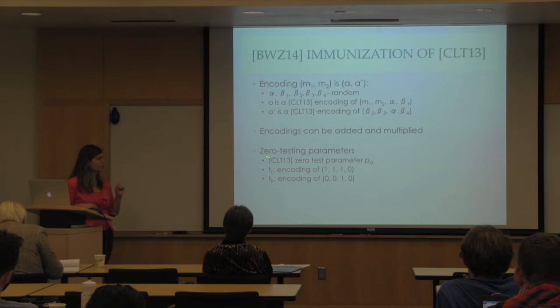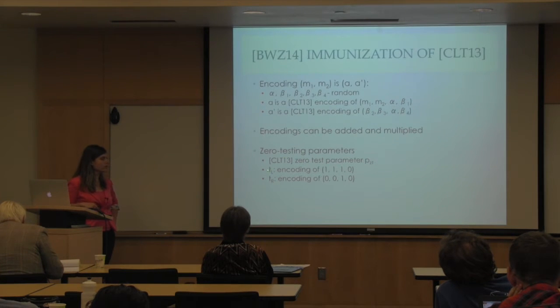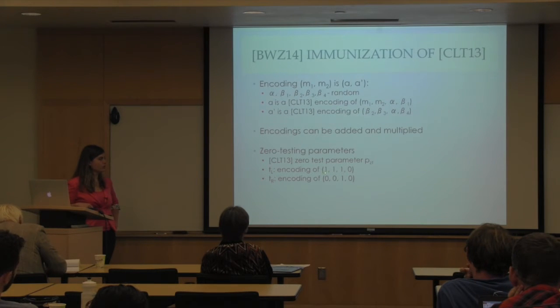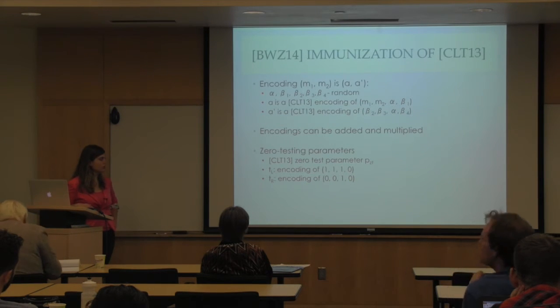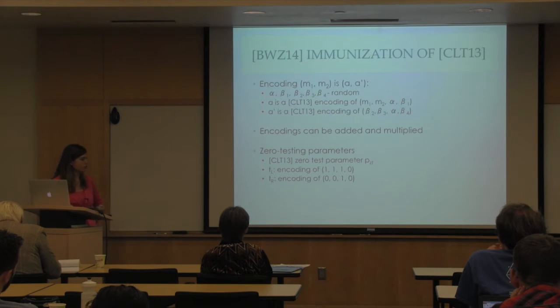And now what is the zero test parameter? We will have a zero test parameter for CLT13. Additionally, we'll also release 2 zero test encodings, which are CLT13 encodings. Here, we will have an encoding of the vector 1110, and the other one will be an encoding of the vector 0010. Why do we have encodings of exactly these 2 vectors? Well, it will become clear when we see how we zero test.